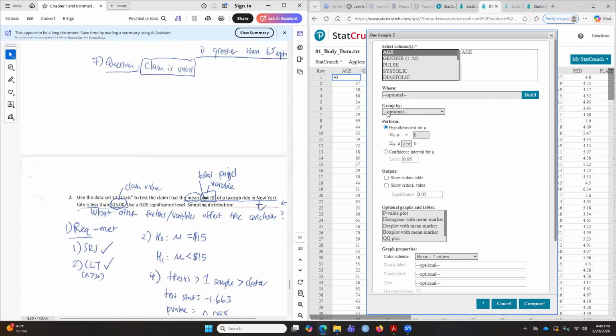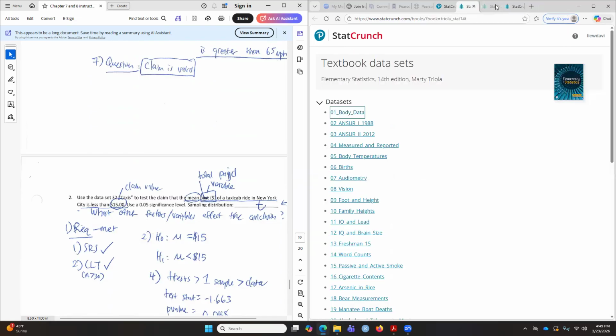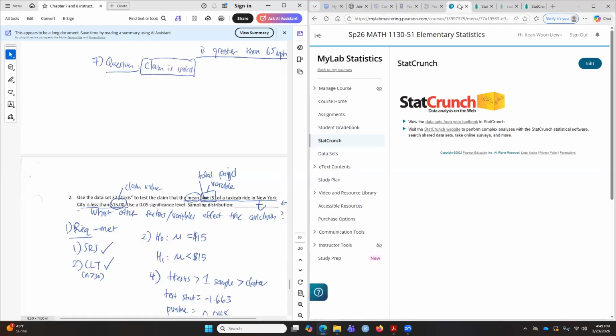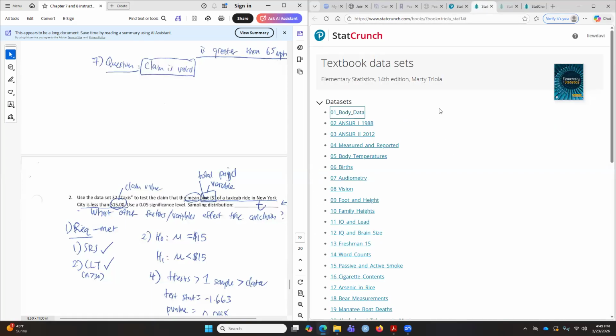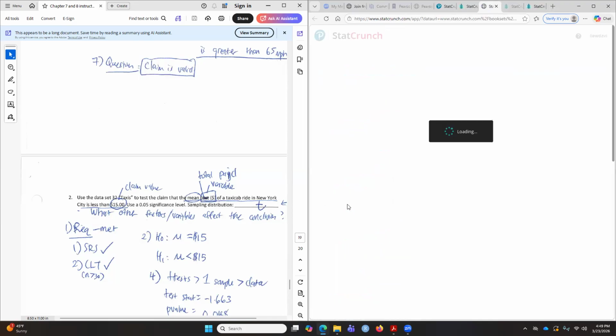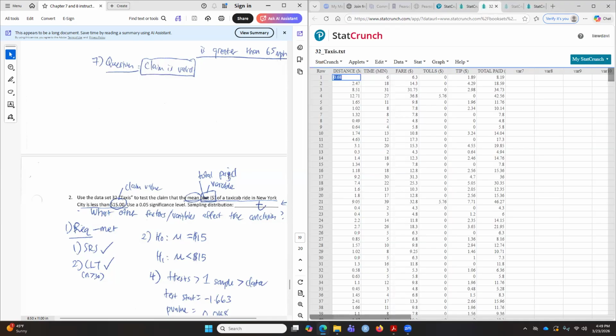For this question, we are going to use data set number 32, taxis. Again, go under data sets from your textbook, and then go under 32, taxis. We are doing total pay. The claim says that the mean total pay of a taxi ride is less than $15. So this is your claim statement. That means your null hypothesis is mu equals 15, and the alternative is mu is less than 15, because the question is counting us at 15.